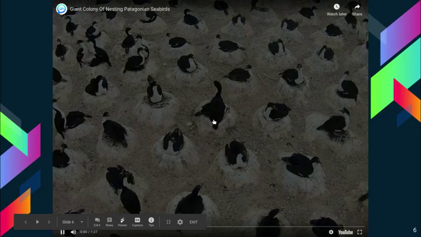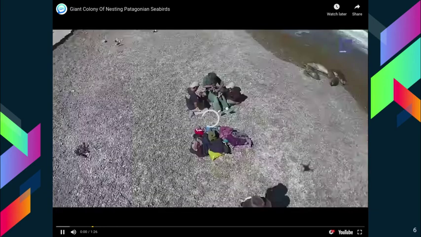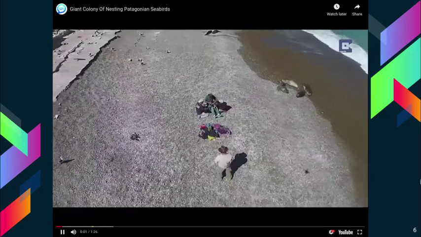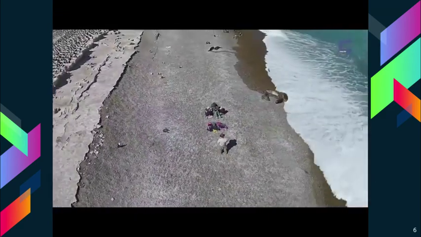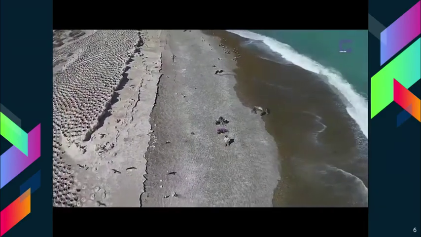Natural selection coming at you. Oh god. Patagonian seabird. Patagonia. This one's pretty cool. I like this. You see this a lot in seabirds.